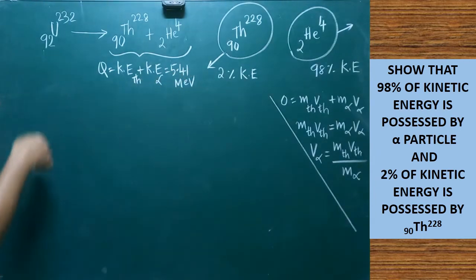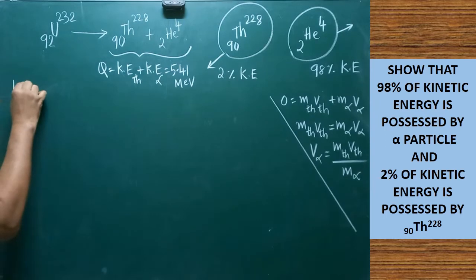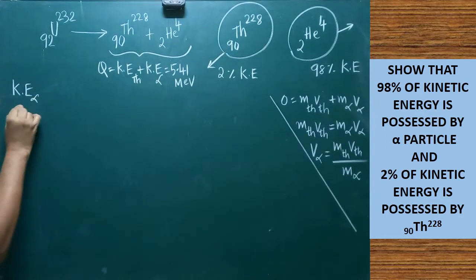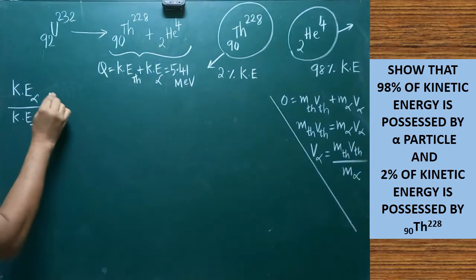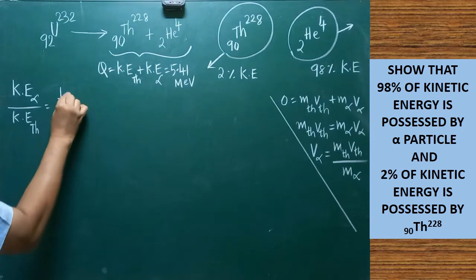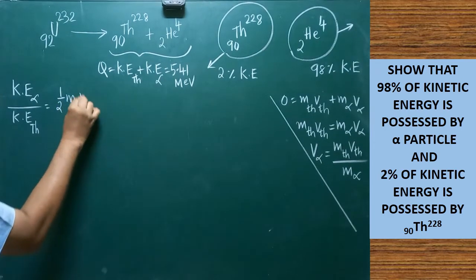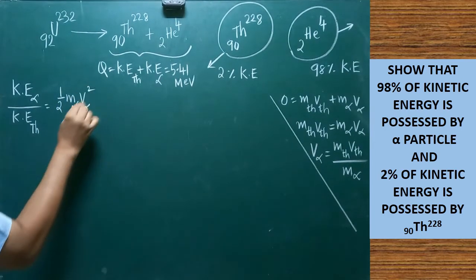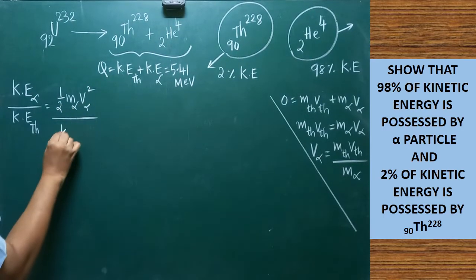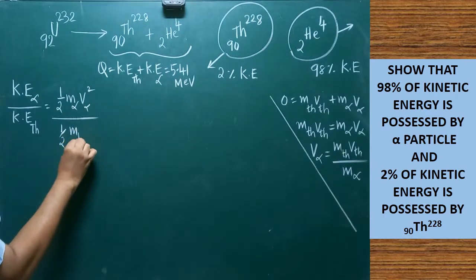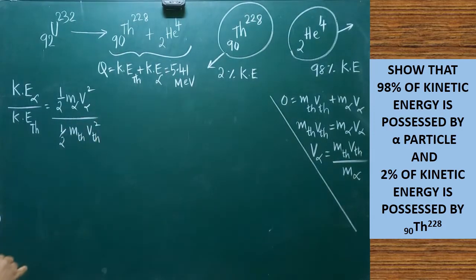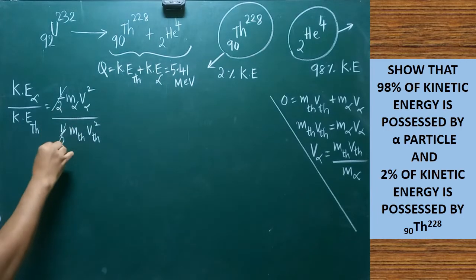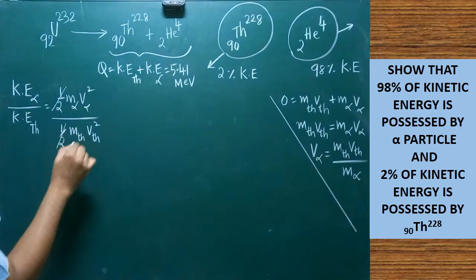Okay, so how to start the derivation? Look here. Kinetic energy of alpha particle divided by kinetic energy of thorium, so its ratio is to be calculated. Kinetic energy of alpha particle can be written as half m alpha v alpha square, this is a fundamental formula, divided by half m thorium, mass of thorium, into velocity of thorium square. Both can be written. Here half can be cancelled. Are you clear? So in the next step, what should be written?